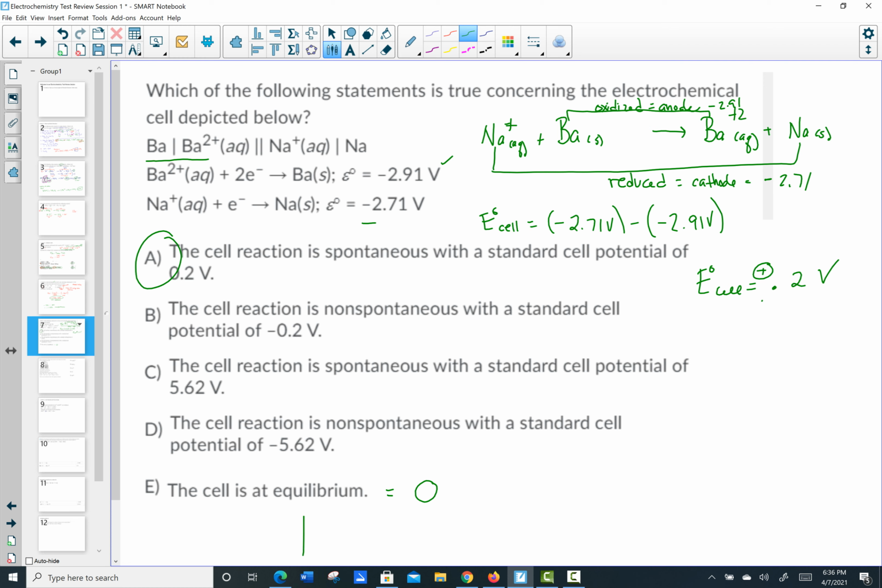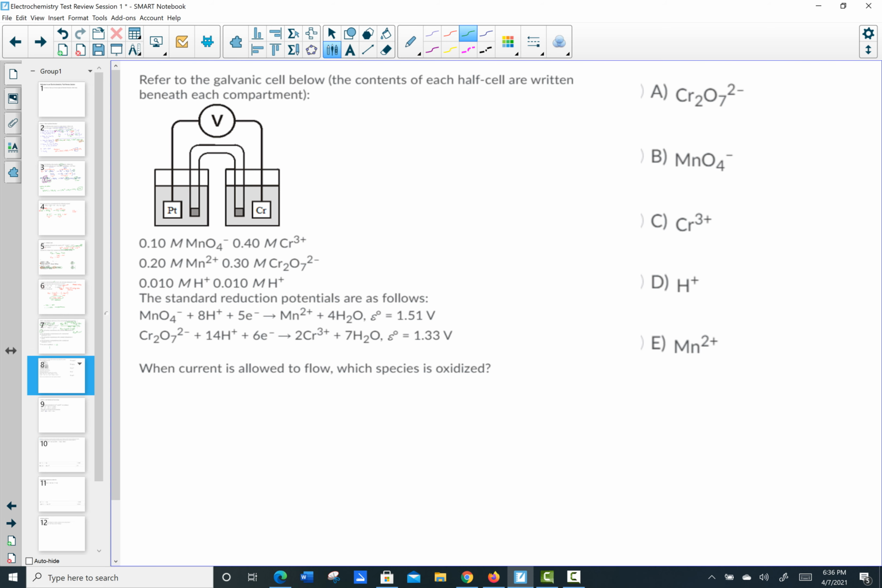In the standard cell notation, barium went from 0 to +2. That's oxidation. Sodium went from +1 to 0. That's reduction. That's how we knew to take reduction minus oxidation, cathode minus anode. Cool.